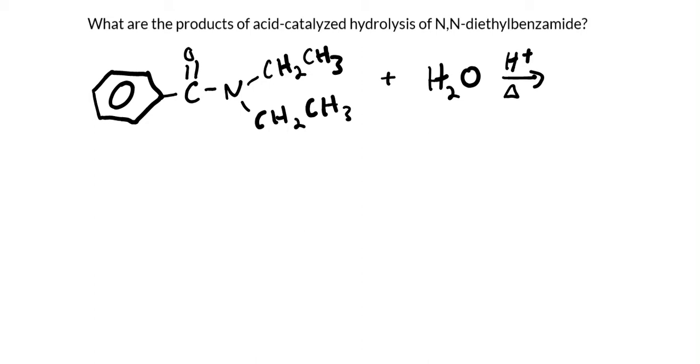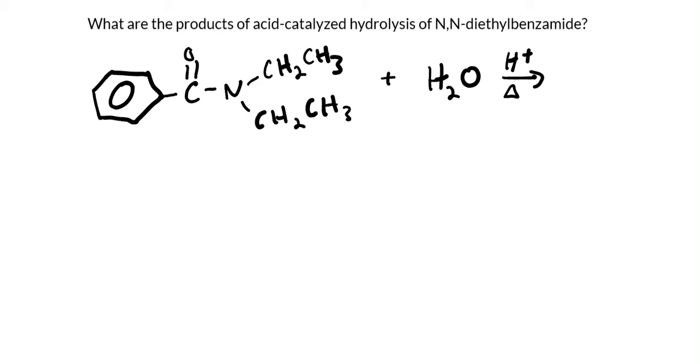and now we can predict the products. So we're going to break this thing right at the amide bond. So there our amide will break, and that's a good indication of what we're likely to get. So just showing that one.